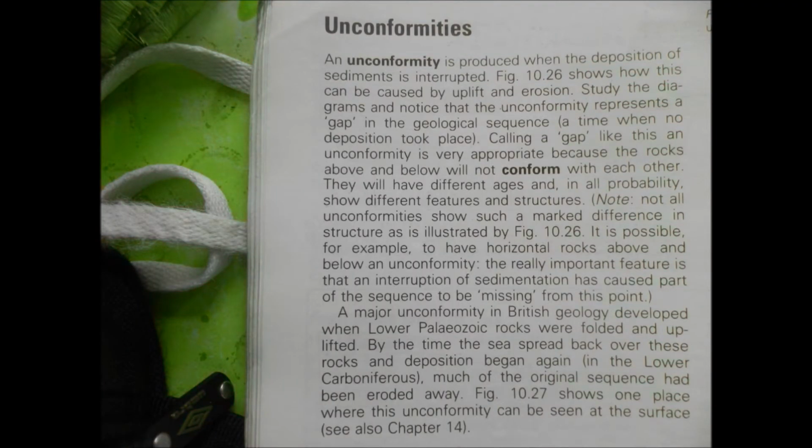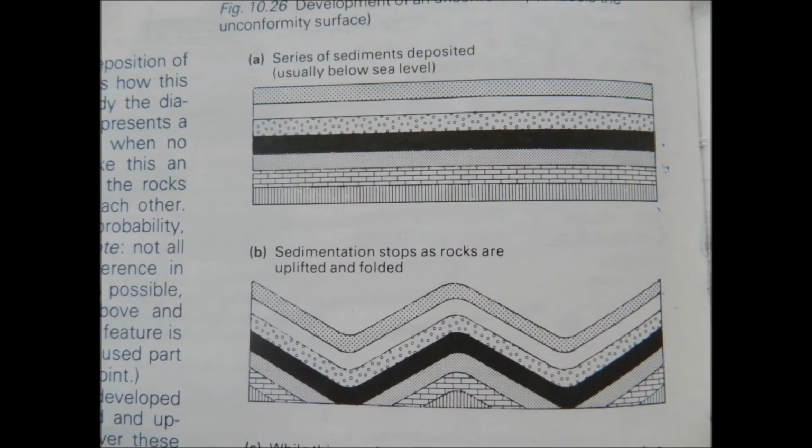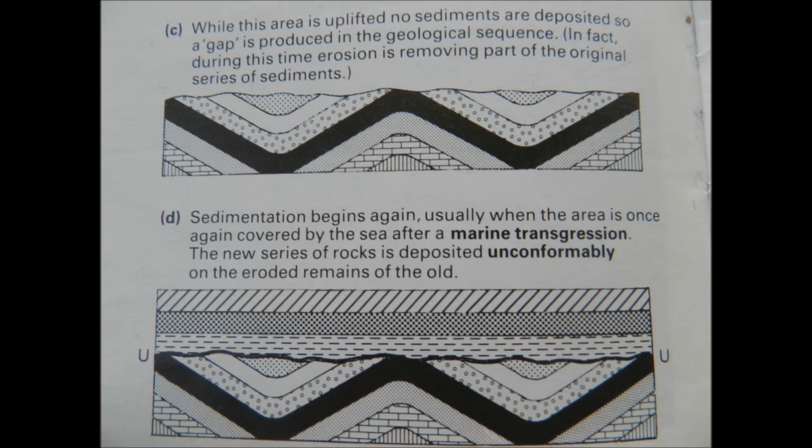An unconformity is produced when the deposition of sediments is interrupted. So A is what it normally looks like, the bed, and B is where sedimentation stops as rocks are uplifted and folded. And C is while this area is uplifted, no sediments are deposited, so a gap is produced in the geological sequence. In fact, during this time erosion is removing part of the original series of sediments.